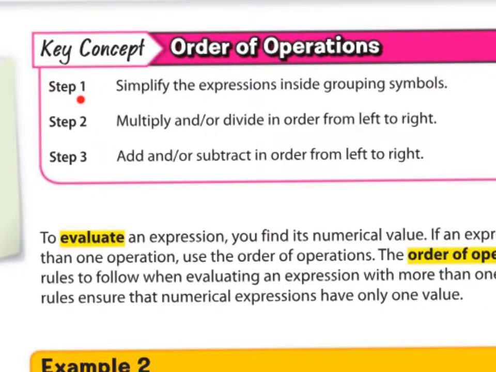For example, step 1, simplify the expressions inside grouping symbols, which are talking about parentheses or brackets. Step 2, multiply and or divide in order from left to right. So we can either multiply or divide depending on which one comes first. But we cannot do it before we do the brackets. And step 3, add or subtract in order from left to right, whichever one comes first. So if we're doing that, we can follow the rules of PEMDAS.